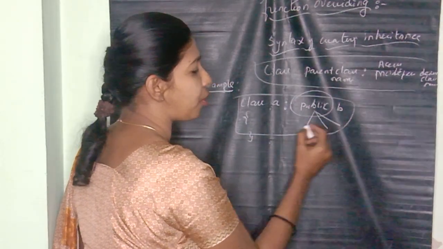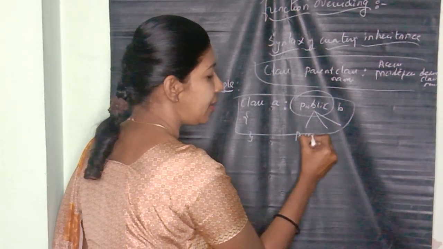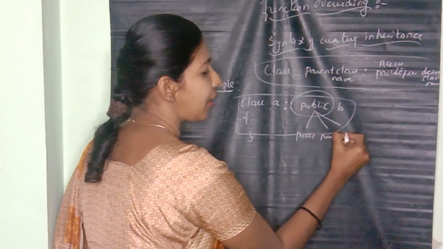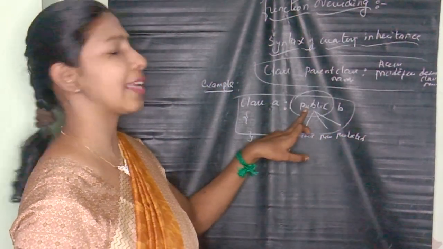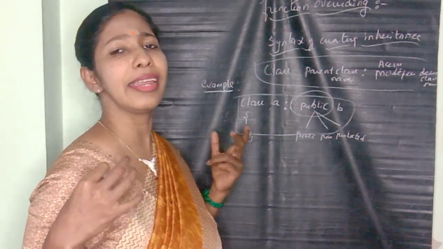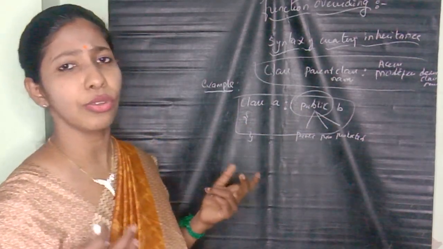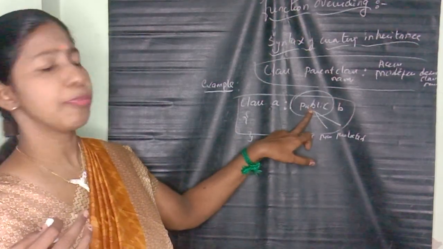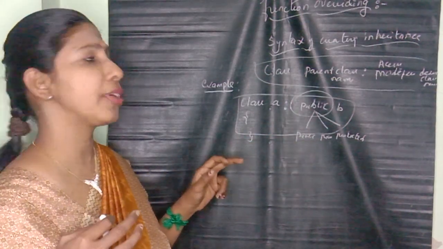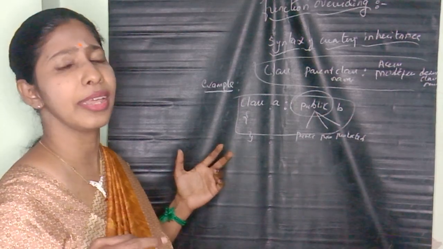The access modifiers are public, private and protected. Public means you can access it in any class. Private means you can access it only within the class. Protected means you can access it within the class only.